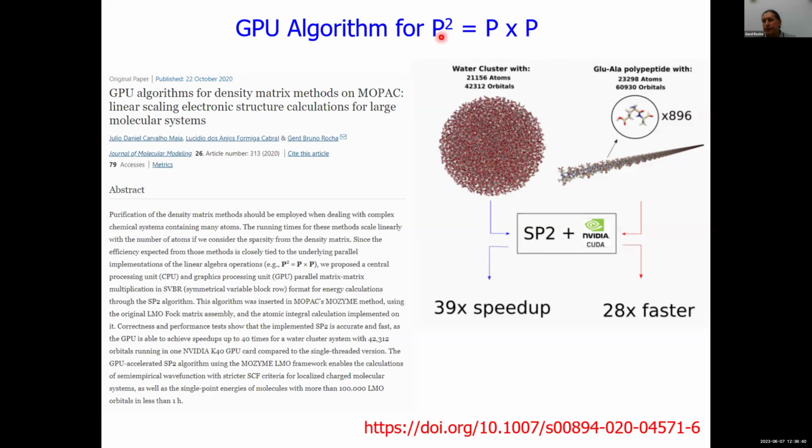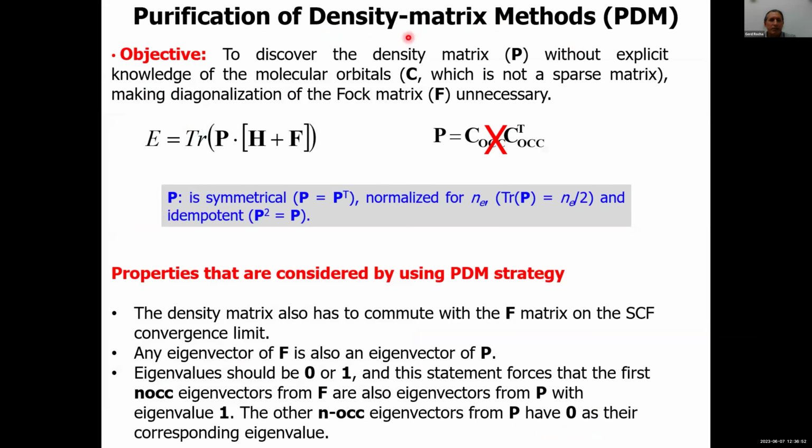This is a property of matrix that we consider by the projection matrix, okay? And this type of method is named purification of density matrix method. And the heart of the method is to avoid the use of the C matrix, or the molecular orbital coefficient matrix, because it is not a sparse matrix.